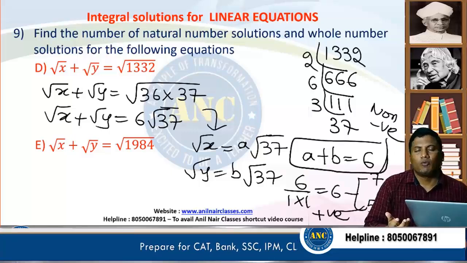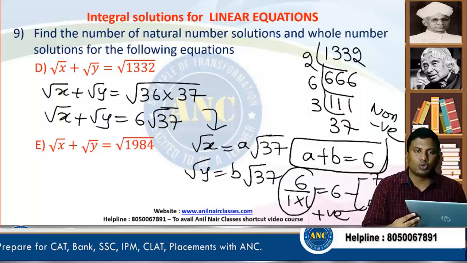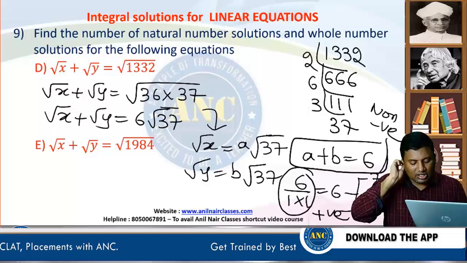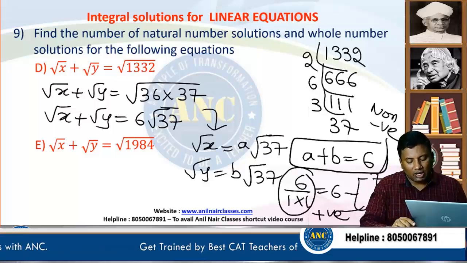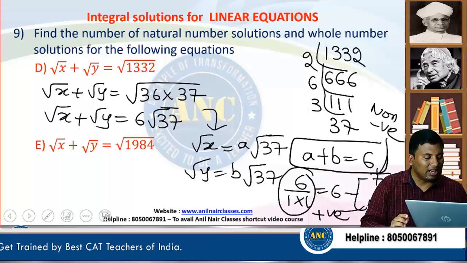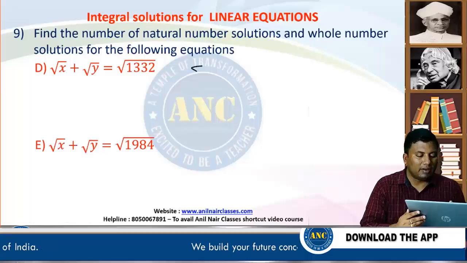Coefficient of a, 1, is a factor of 6; 1 is a factor of 6. K by A into B concept: 6 by 1 into 1 is 6. 6 means 7 and 5. 7 will be non-negative and 5 will be positive. I hope that answer is clear for you. Question number D done. Question number E.